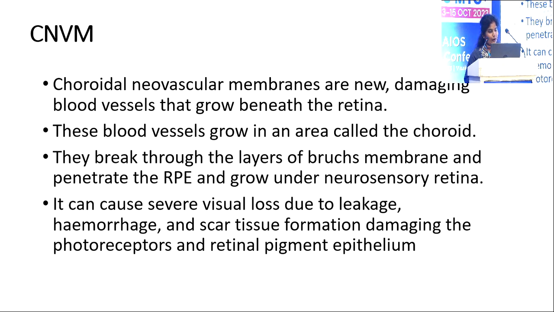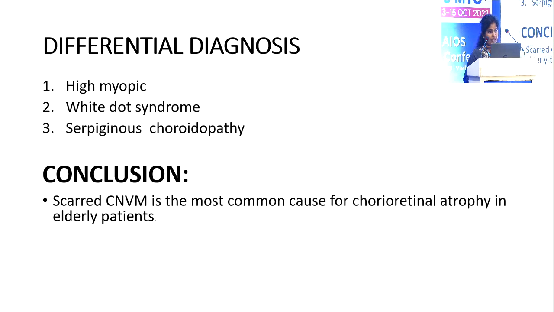CNVM, choroidal neovascular membranes, are new damaging blood vessels that grow beneath the retina. These blood vessels grow in an area called the choroid. They break through the layers of Bruch's membrane, penetrate the retinal pigment epithelium and grow under the neurosensory retina. It can cause severe visual loss due to leakage, hemorrhage and scar tissue formation, damaging the photoreceptors and retinal pigment epithelium. Differential diagnosis: high myopic fundus, white dot syndrome, serpiginous choroidopathy.